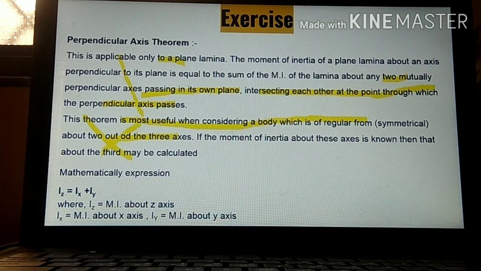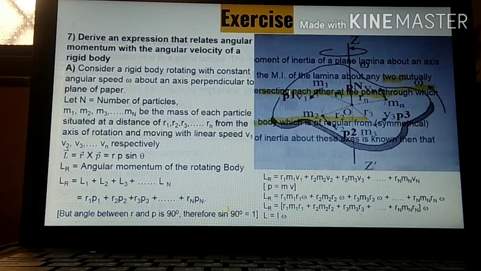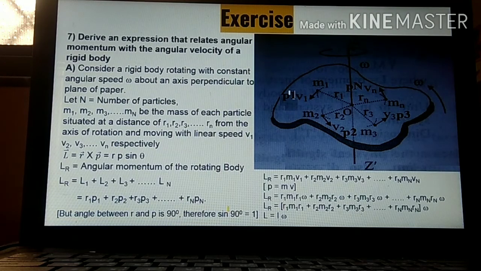This one is not required. The statement is: Iz is equal to Ix plus Iy. This is a mathematical expression where Iz is the moment of inertia about the z axis, Ix is the moment of inertia about the x axis, and Iy is the moment of inertia about the y axis. Over here the expression is there.